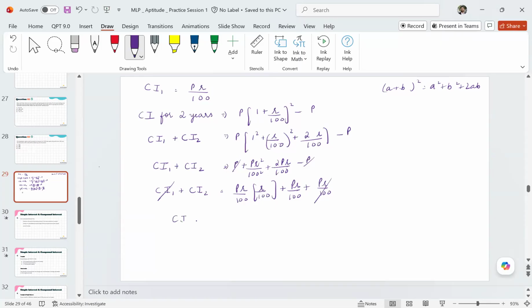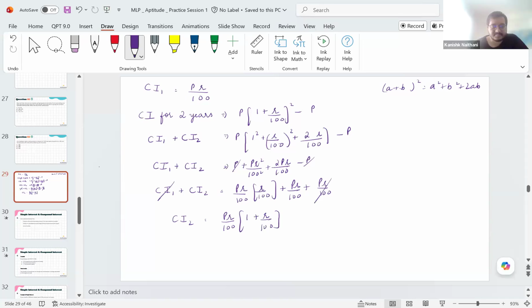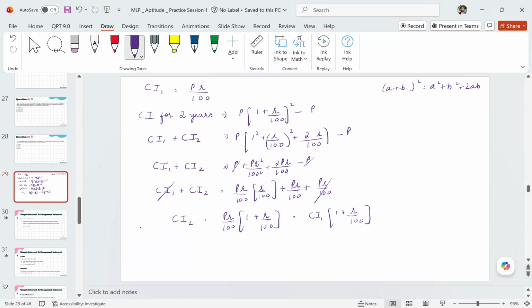Then the compound interest for the second year is therefore equal to, taking PR upon 100 as common, 1 plus R upon 100. Yes or no? Yes. Which is equal to CI1 into (1 plus R upon 100). This is something I want you to please note down. This is a relationship between CI2 and CI1, but let's wait. Note it down later. We are going to use this and extend it to CI3 also. Let's try doing that.